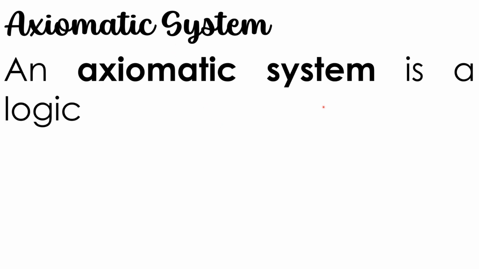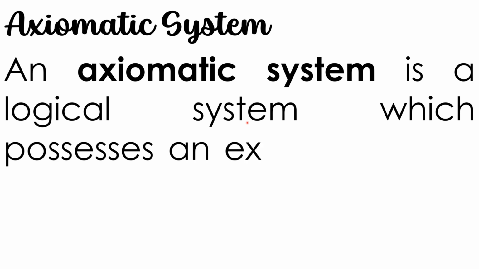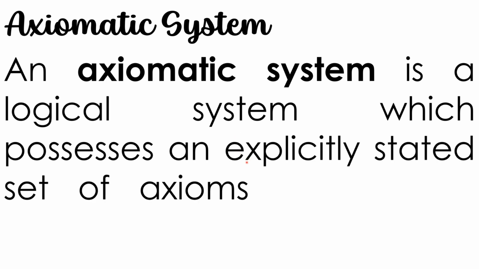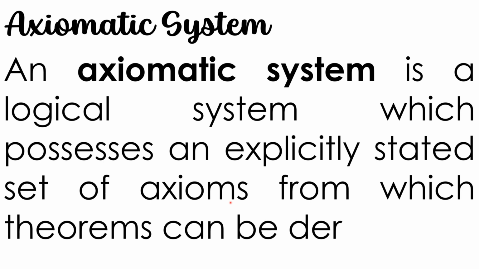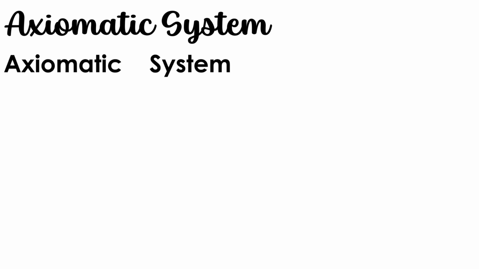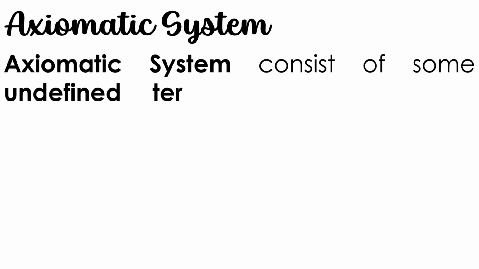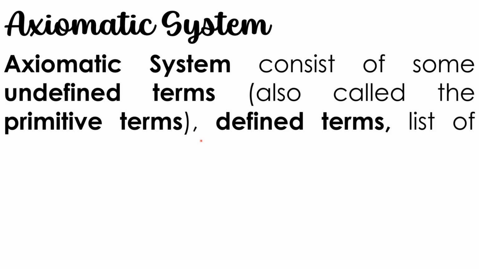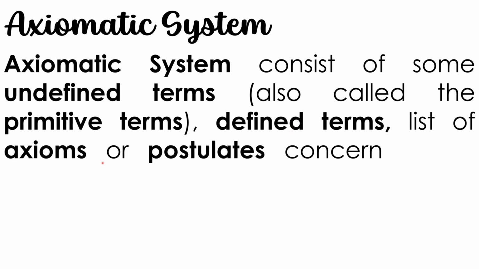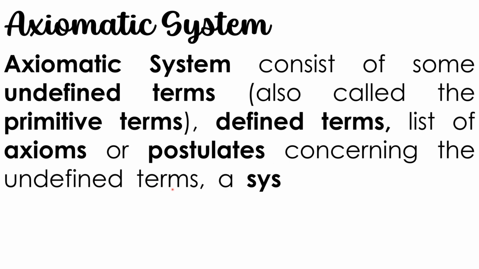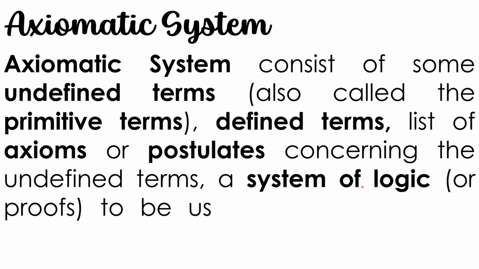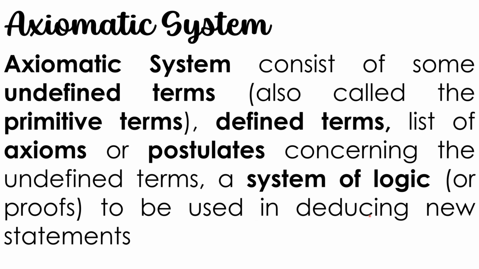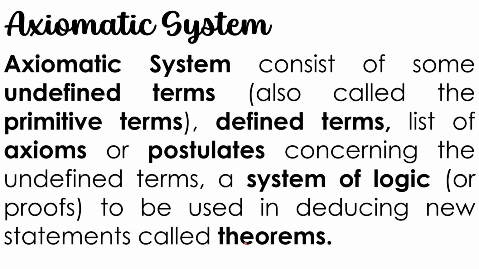An axiomatic system is a logical system which possesses an explicitly stated set of axioms from which theorems can be derived. From the definition, you could say that an axiomatic system consists of some undefined terms, also called the primitive terms, defined terms, a list of axioms or postulates concerning the undefined terms, and a system of logic or proofs to be used in deducing new statements called theorems.